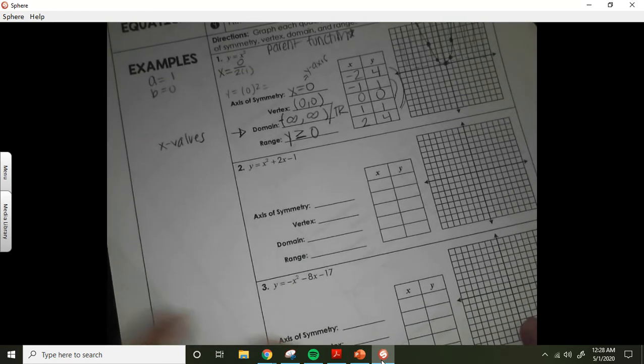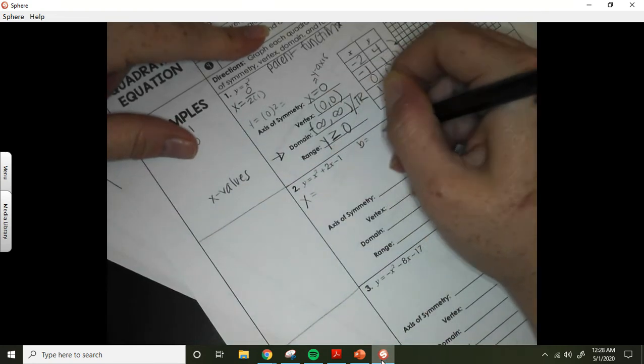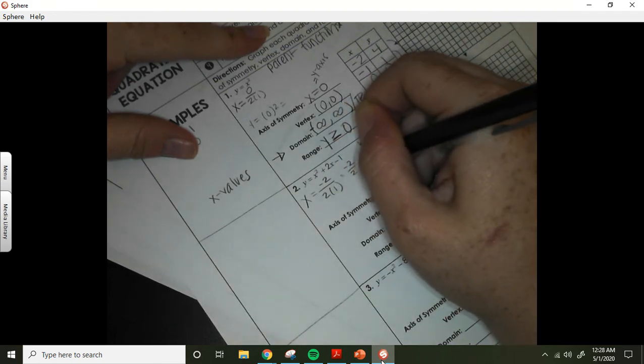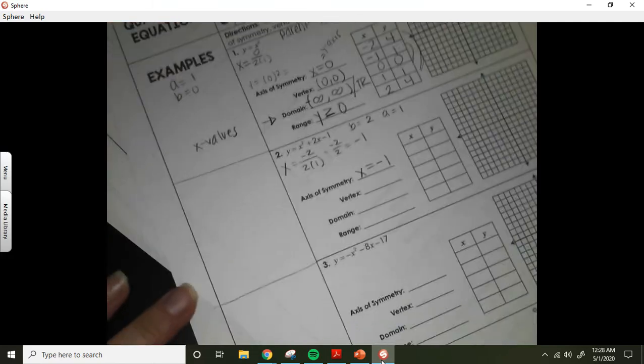All right, let's do this one for real. So we're actually going to be plugging in this problem, and I'm going to separate this space so we can work over here. The axis of symmetry is going to be x equals negative b over 2a, and in this case b is 2, a is 1. So negative 2 over 2 times 1, which equals negative 2 over 2, which equals negative 1. So that means our axis of symmetry is negative 1.